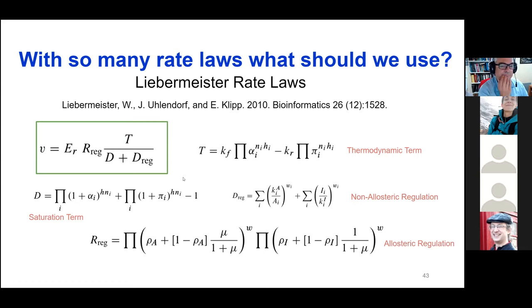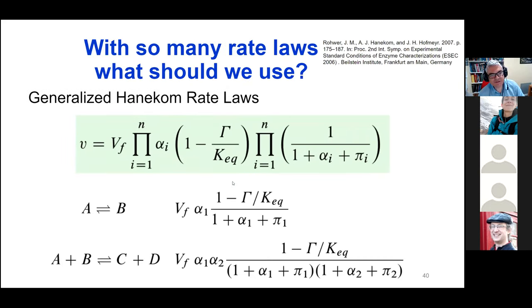And if you knew the enzyme in question was a tetramer or something, then you might say, all right, that indicates that maybe I should try the Hill equation. Exactly. Any sort of information you know about the system itself can help you pick. Because you've got a lot of choices here.